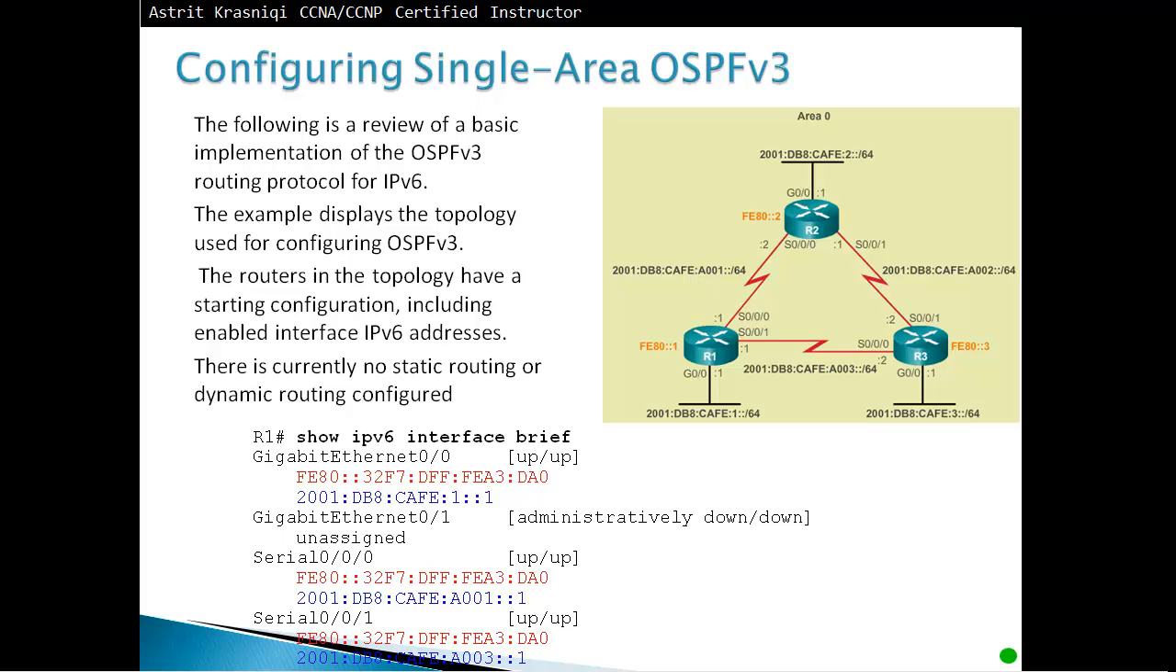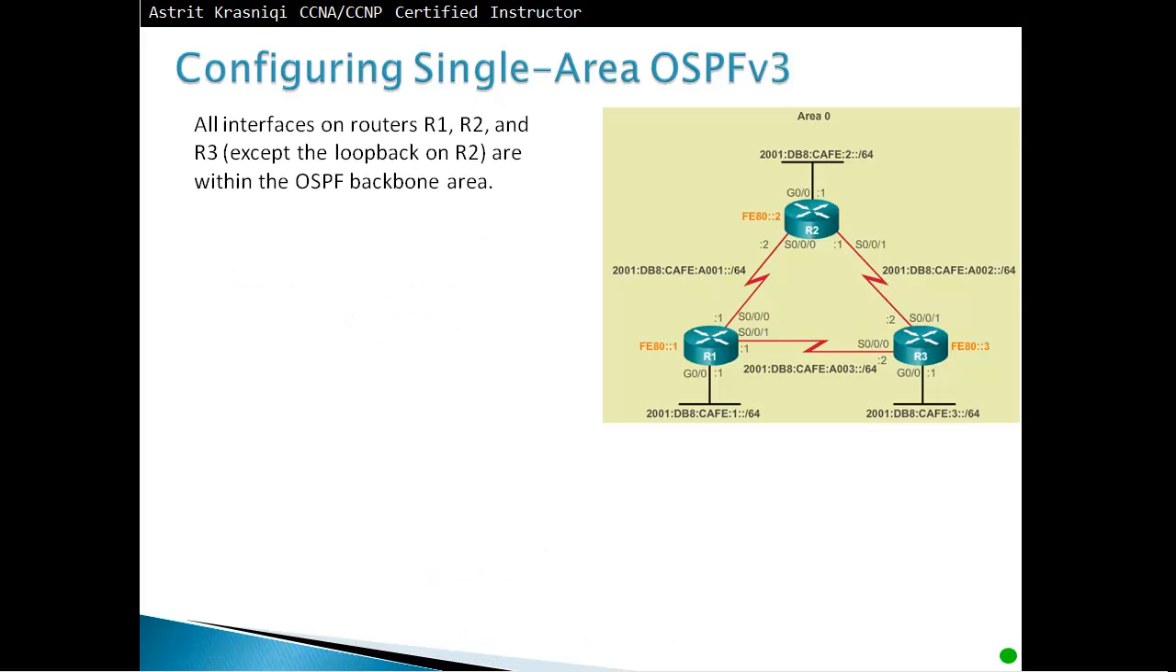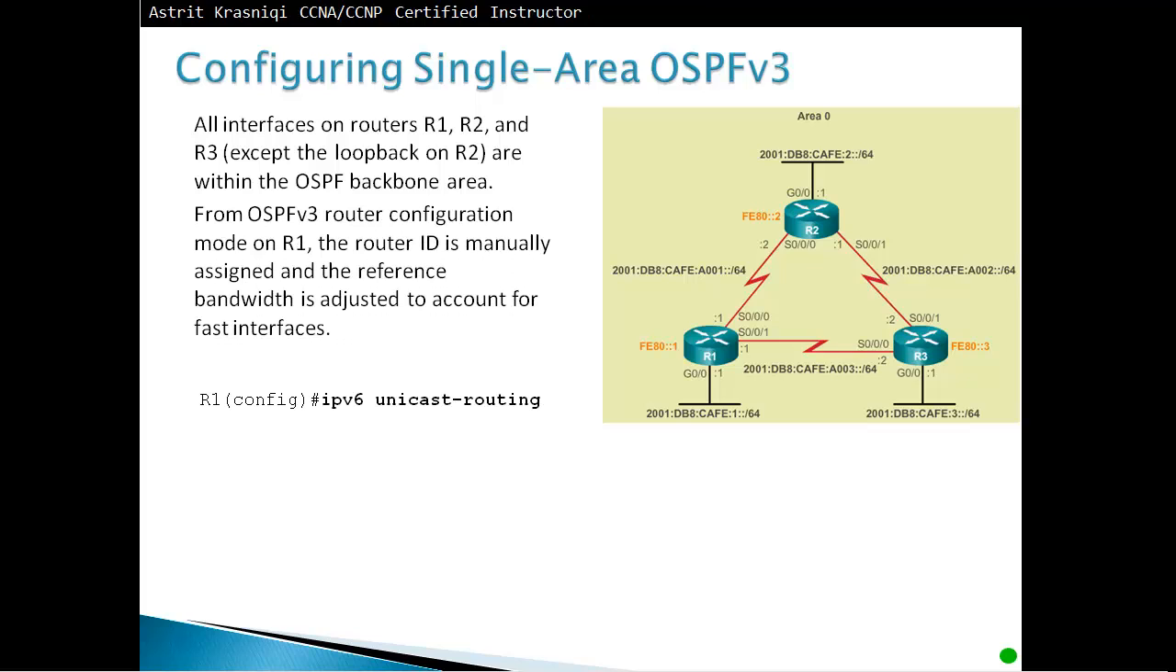So we do show IPv6 interface brief. We can see what we have configured. We didn't configure link local. We have configured the global unicast address. All interfaces on routers 1, 2, and 3, except the loopback on R2, are within the OSPF backbone area.